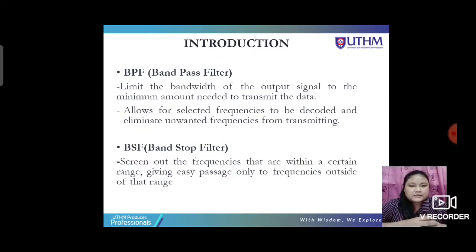The next one you can see here is BPF. BPF is band pass filter. It limits the bandwidth of the output signal to the minimum amount needed to transmit the data. It also allows selected frequency to be decoded and eliminates the unwanted frequency from transmitting. The last one is BSF. BSF is band stop filter. It screens out the frequencies that are within a certain range, giving easy passage only to the frequencies outside of that range.